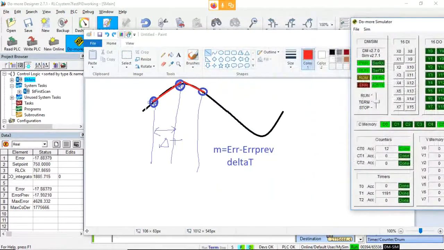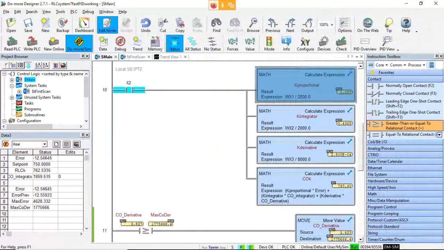And so what I'm doing is I'm scaling that. So the WX1, which was K proportional, my proportional gain, I was dividing by 2,000. So the highest this gain could actually be would be 2, because 4,000, or 4095, divided by 2,000 is as big as it can get. And the same with the integrator piece. So we have the WX2 divided by 2,000 for K integrator.